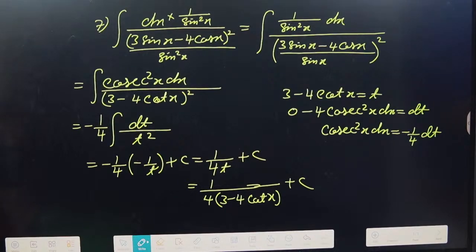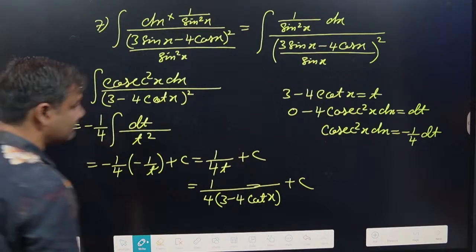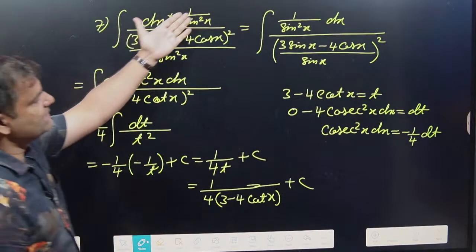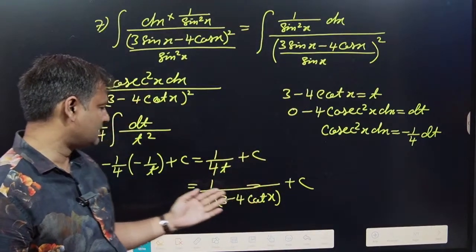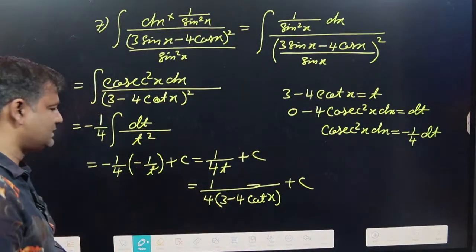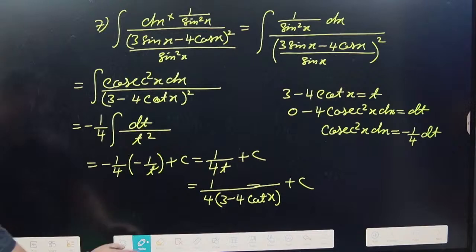I hope it is clear. Very simple. Simply divide by sin square x or cos square x. Then we get it like that, and after integrating, we get the final answer here. Now I will take another problem.